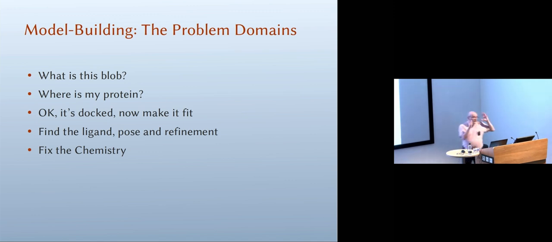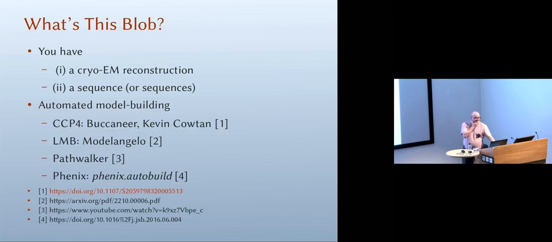Let's say that we've docked a structure into the reconstruction, the rotation and translation, and now we need to make it fit. Then we have the details of the side chains and the ligands, the pose, refinement, and issues arising with dealing with the ligand and the interaction of the ligand with the protein, for example. So let's look at the first one of those.